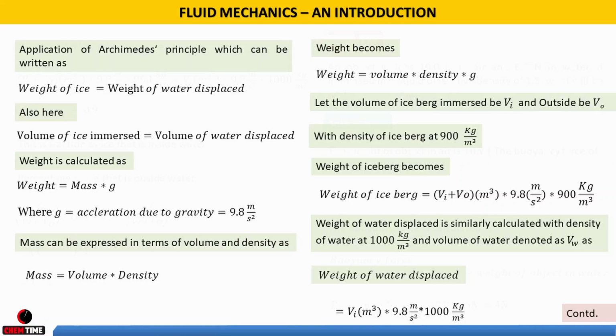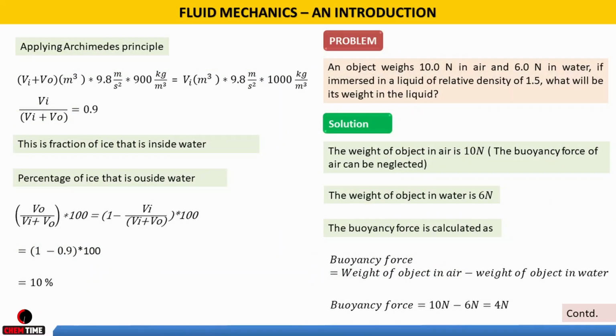Therefore, equating these two as per Archimedes principle, (Vi plus V0) into 9.8 into 900 is equal to Vi into 9.8 into 1000. So as a result, Vi by (Vi plus V0) will be equal to 0.9. That is the fraction of ice that is inside water. The fraction of ice that is outside water can be calculated as 1 minus Vi by (Vi plus V0), that is 1 minus 0.9, that is 0.1. The percentage of ice that is outside water can be calculated as 0.1 into 100, that is 10%.